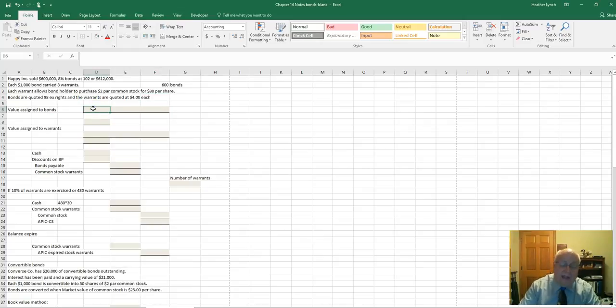So what we need is to calculate the values that we would have for the bonds and for the warrants. So we have 600 bonds times 980, that's the dollars that you receive per bond, because they're 98 ex rights, so 98% of $1,000. So that's why it's 980. That's the value of each bond. Then for the denominator, we have the 600 bonds times the 980.